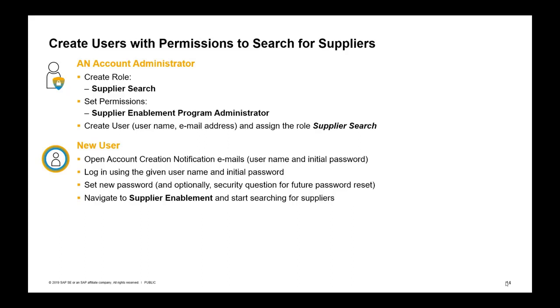The new user then receives two email notifications containing username and a new password. On the first login, the user is requested to change the password and set a new security question for the future password reset. After this, the user is able to navigate to the supplier enablement and start searching for the suppliers.